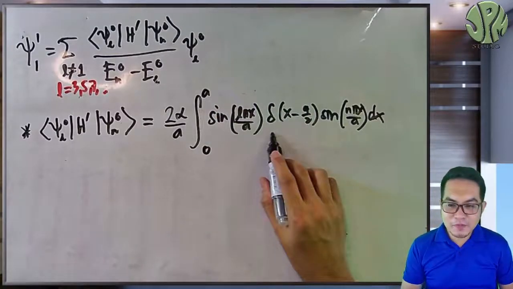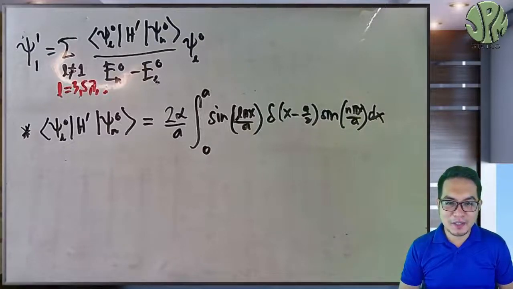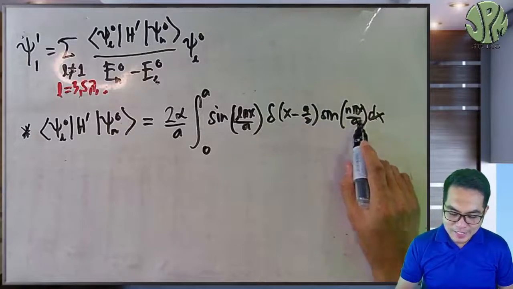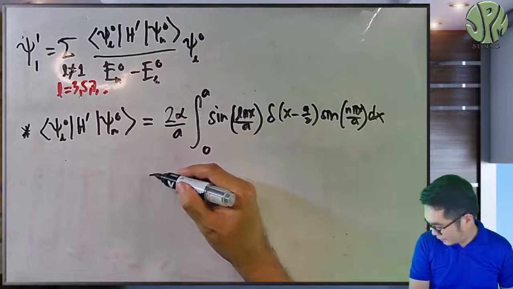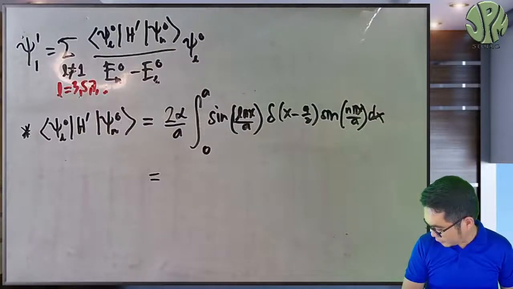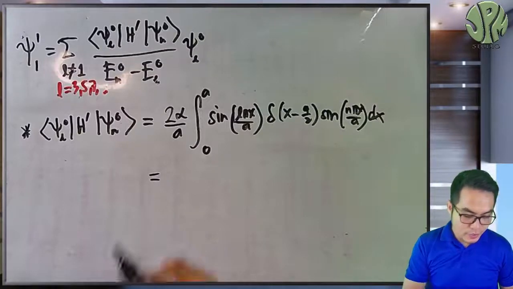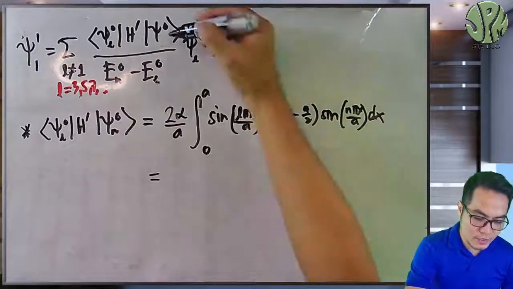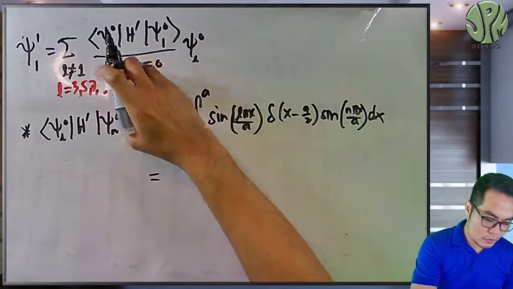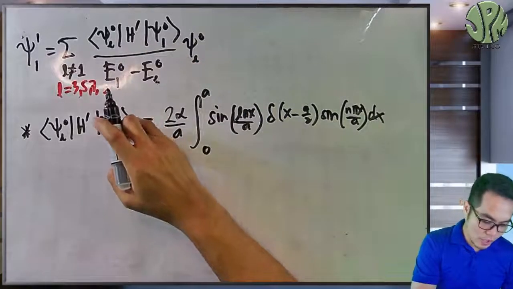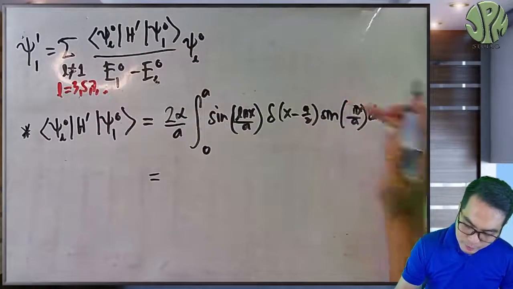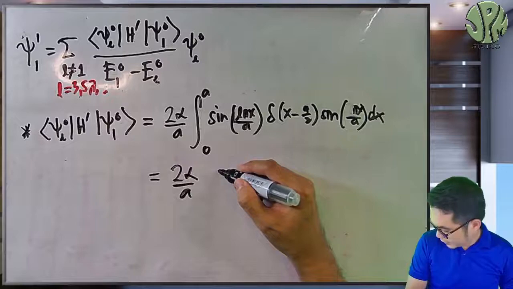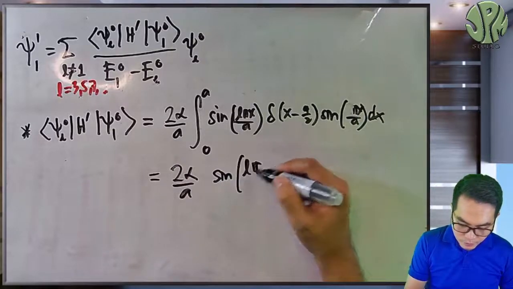Again, if you have a delta function inside your integral, then you're in luck. You don't need to integrate. It's just the value of these two sines at x equal to a over 2. Sorry, this is the ground state. N is equal to 1, so this is 1, and this is just sine pi x over a, and you will get a value of 2 alpha over a sine L pi over 2.